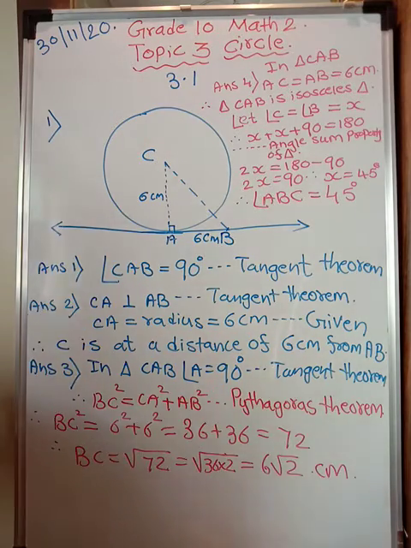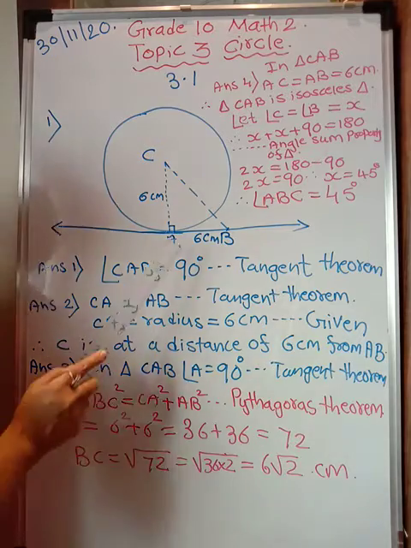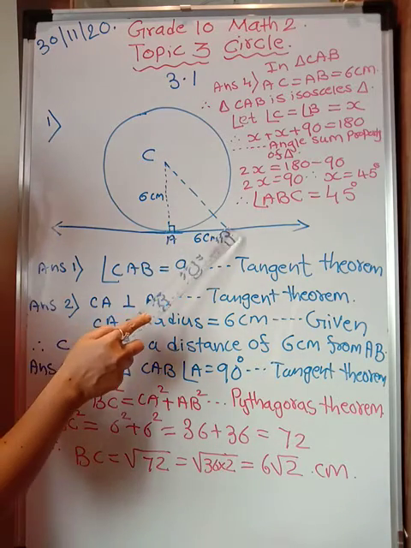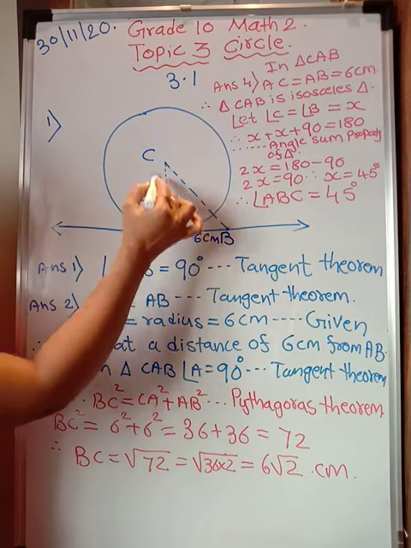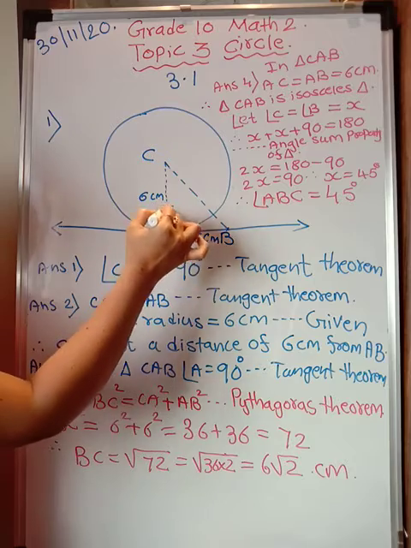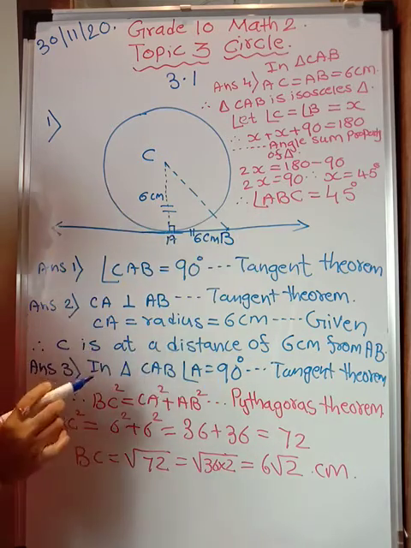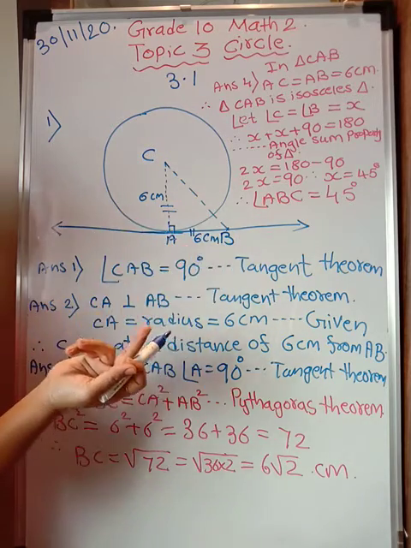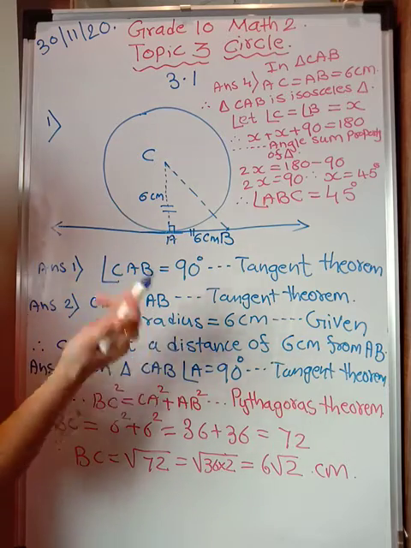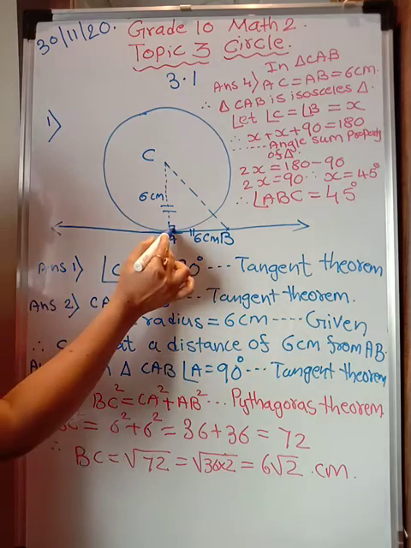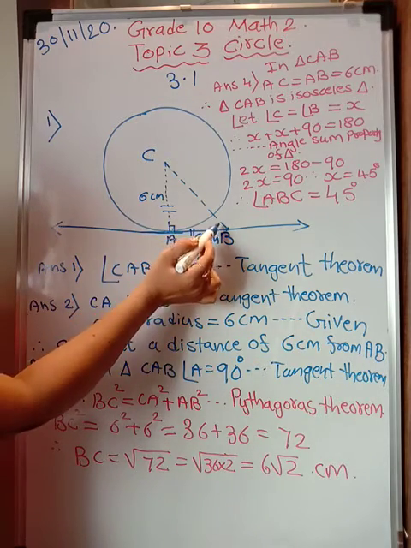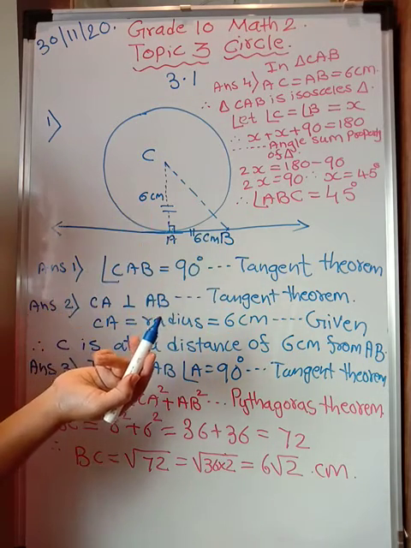What is the measure of angle ABC? Now look at angle ABC. Now see students, if you look carefully, AB is also 6 and CA is also 6. So these two lines are equal. These two sides of the triangle are equal. So this triangle automatically becomes an isosceles triangle. This is 90. We know that angles opposite to the congruent sides are also congruent.